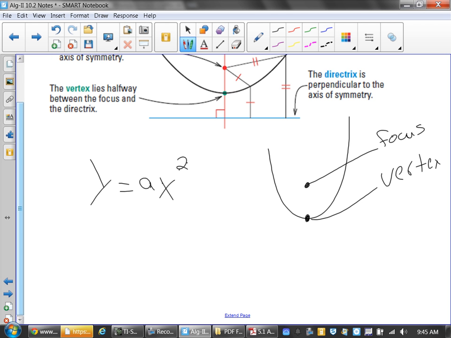Now, here's what's nice. When you think about a focus, that means you're looking at something, correct? Yeah. Can I steal your glasses, please?